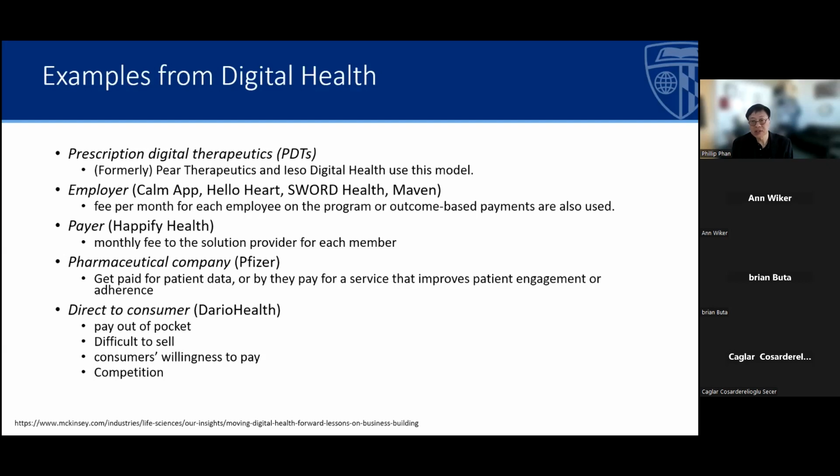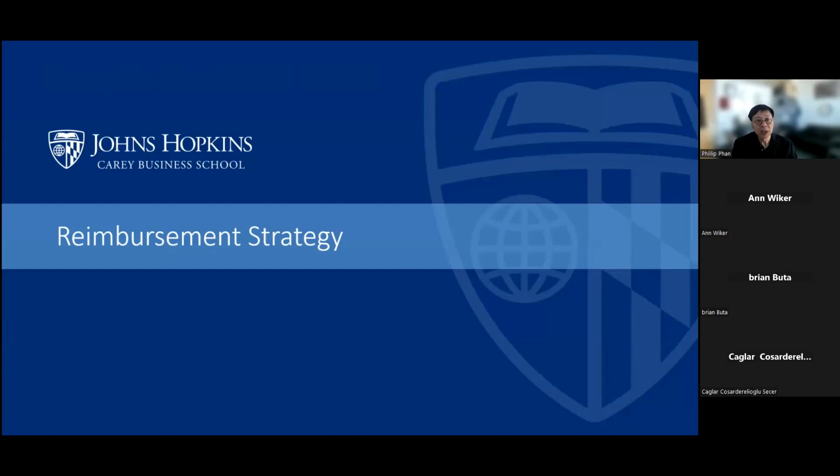And then, of course, direct to consumer, where you're selling directly to the consumer. A lot of mental health apps, for example, do that kind of thing. So with that, let me move to reimbursement strategy.